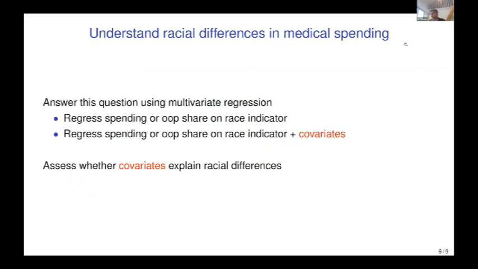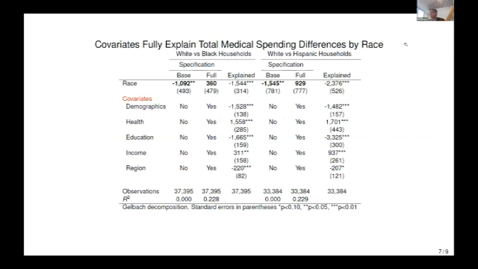Now, in terms of what I'm going to do, it's actually pretty simple. First of all, I'm just going to regress medical spending or the out-of-pocket share on a race indicator. Of course, the indicator on race is just going to give us that mean difference in medical spending. And then by adding in extra covariates, we'll see if we can explain these differences. Let me show you first the differences in total medical spending by race.